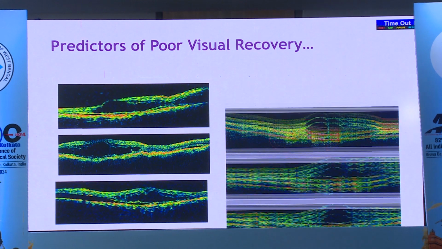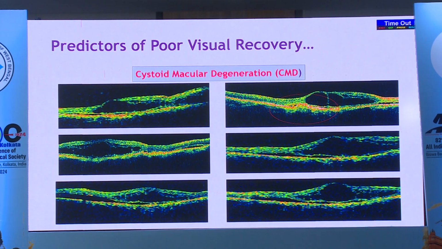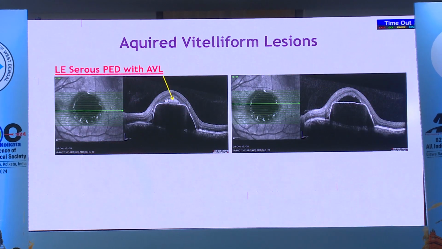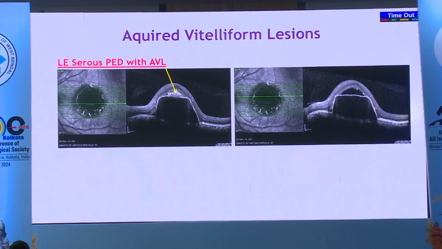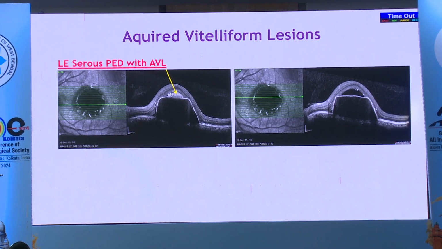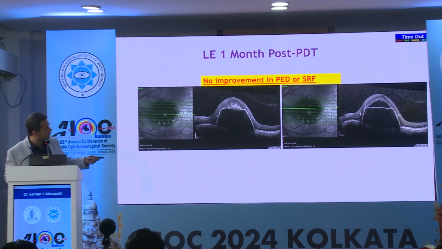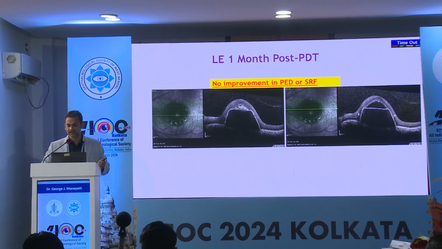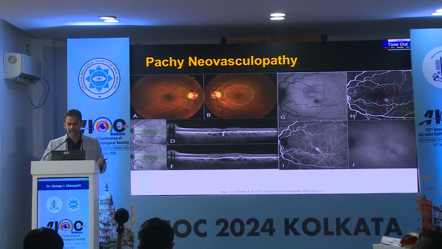When we see such cases with cystoid macular degeneration, this is a late phase of the disease, and you have a poor visual recovery in such cases. Another biomarker is acquired vitelliform lesions, or AVL, in the chronic CSC setting. This is a poor biomarker, and even with treatment with PDT, you see that the fluid and PED are persisting here. This is another biomarker which suggests a poor prognostic indicator.